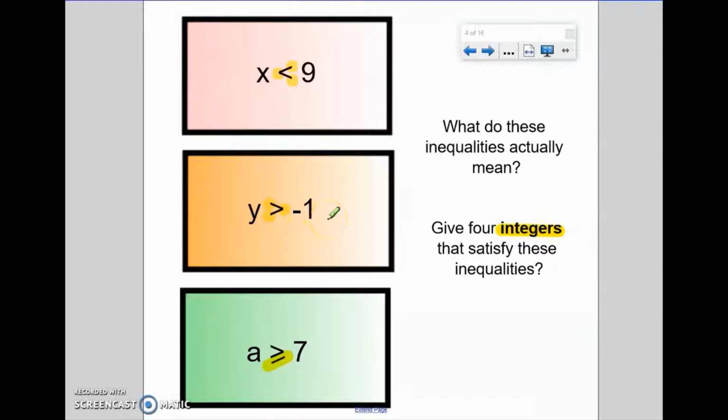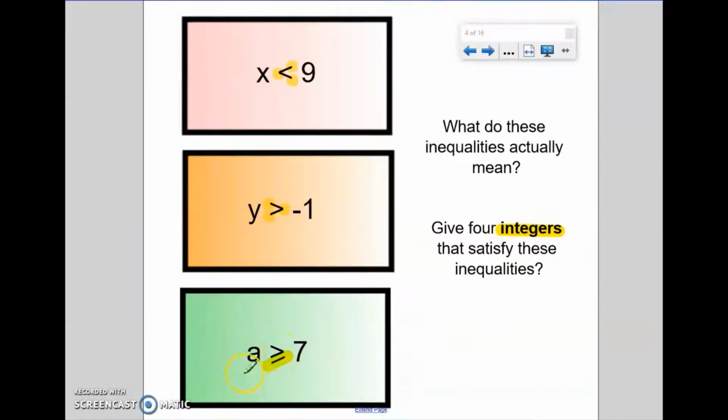Of course, there are lots and lots to choose from. There is actually an infinite amount of integers that would satisfy that inequality, but I've only asked for 4. 0 would also satisfy this inequality, but remember, -1 would not, because -1 is not included. There's not a line under the inequality sign.